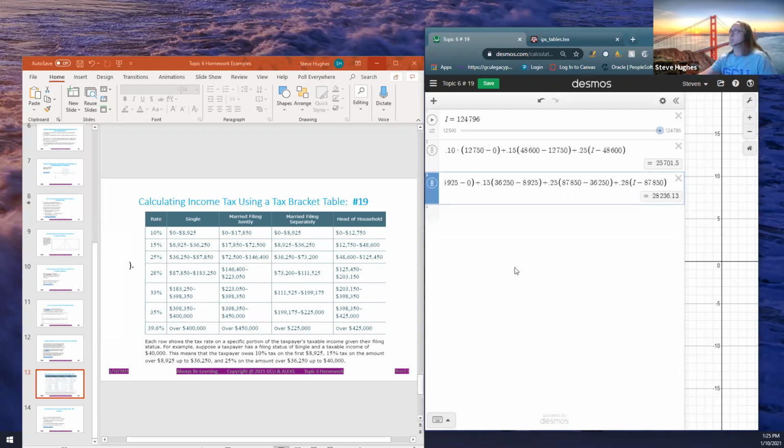So everybody, please notice with me, this is the same income, just a different category of household. For a head of household, the person pays $25,701.50. A single individual with that same income pays $28,236.13. So you could use this exact same setup in your Desmos calculator to answer all these questions, or you could set it up in Excel just as easily, and make it work very quickly for you.